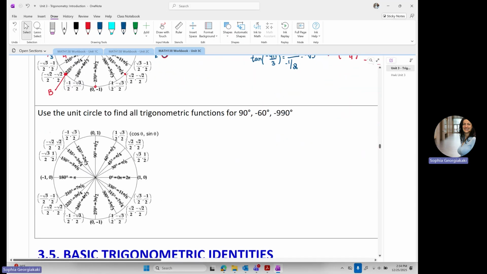And for our last example, we want to use the unit circle to find all the trigonometric functions for the angles 90 degrees, -60, and -990 degrees. I will let you work with 90 degrees. It is at the point (0, 1). We actually found that in our notes just a few minutes ago. -60 degrees will be at the point coterminal with 300 degrees. And what we can do together is look up where is the location for -990 degrees and then try to find all of the functions.